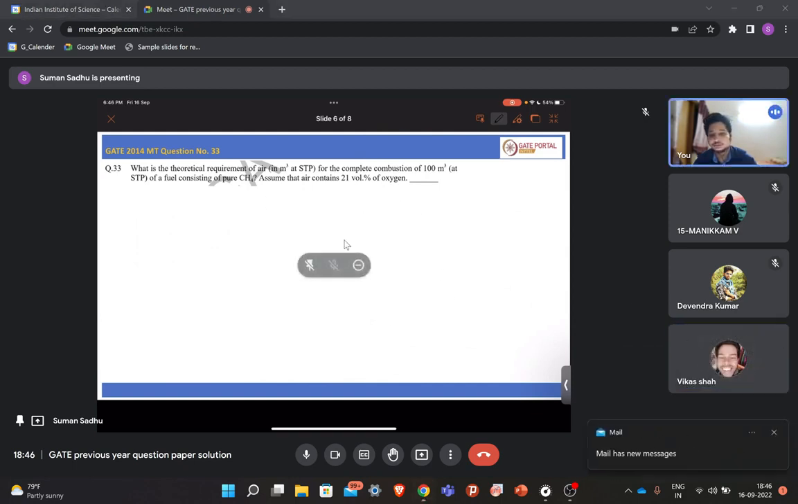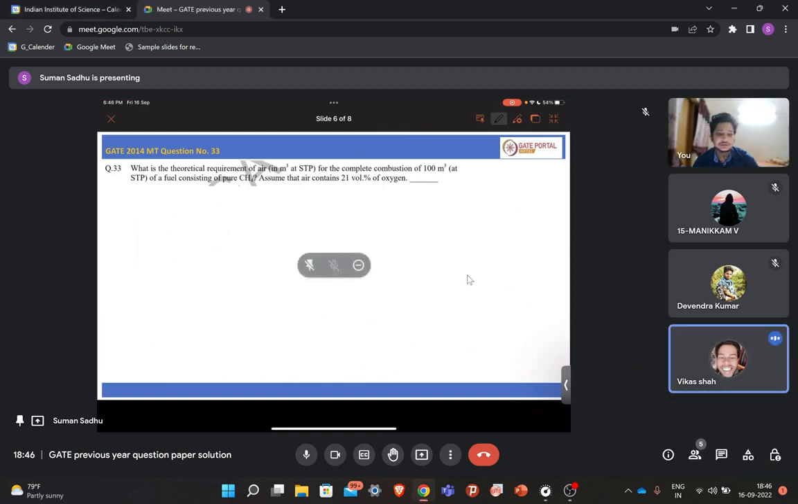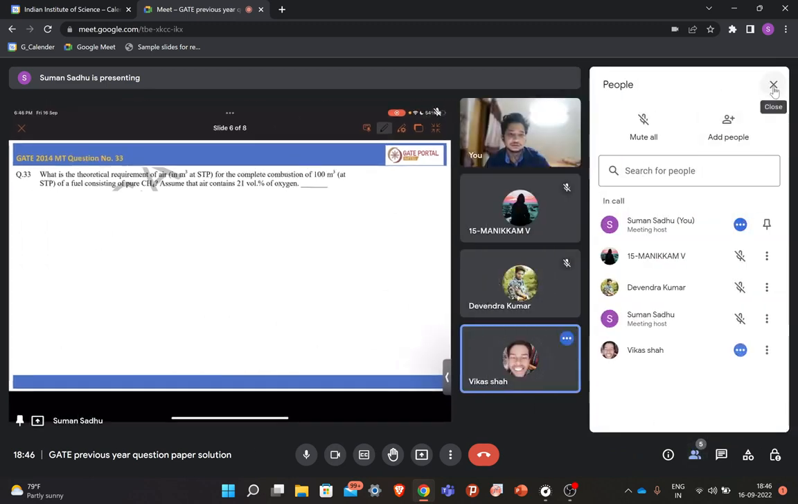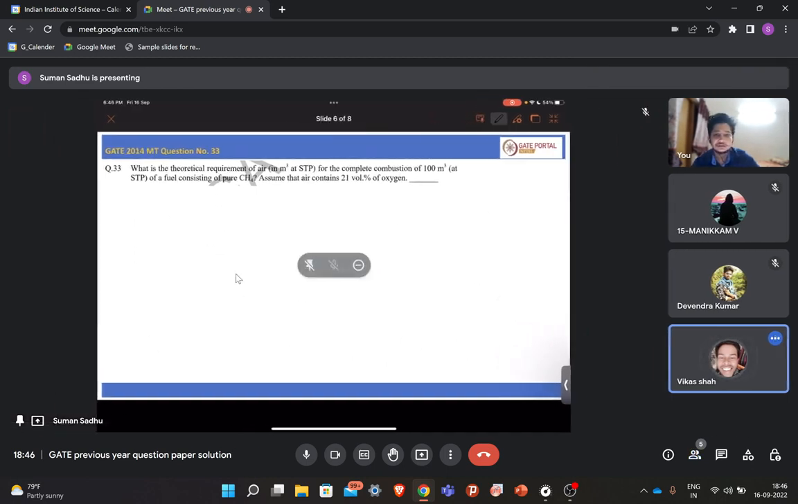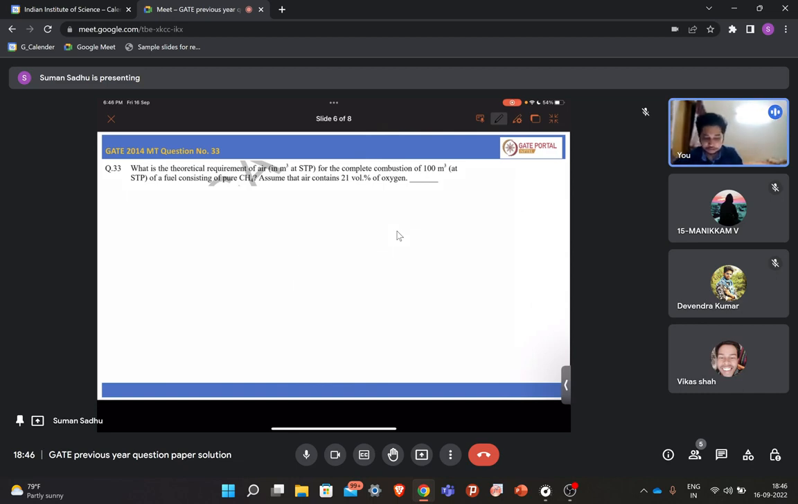Can anyone guide me how to approach this question? Anyone? Devendra, Manikam, anyone? What will be the first step to approach this question? What should be the first step? We just read the question, then we will get it. So what we have to calculate? We have to calculate how much air is required to burn the fuel.